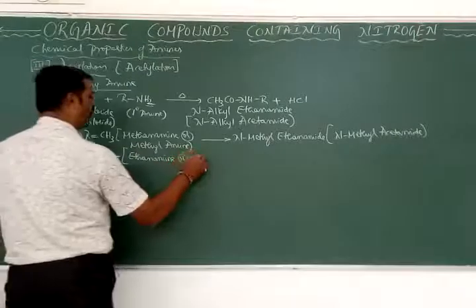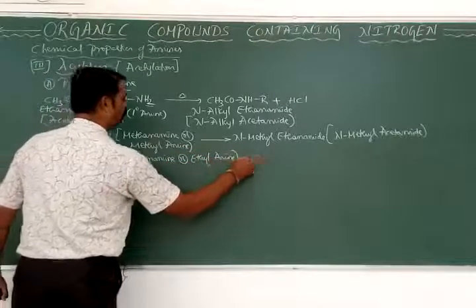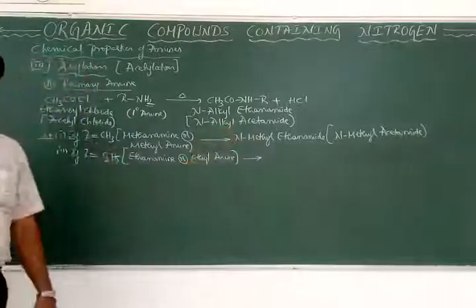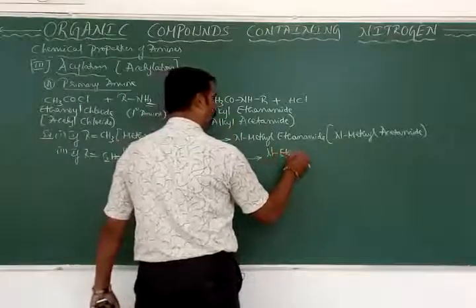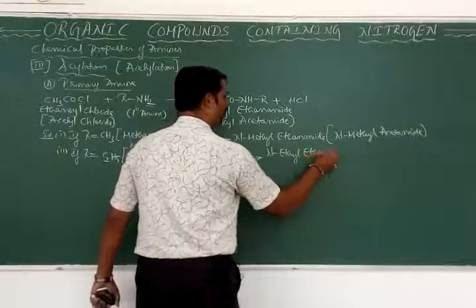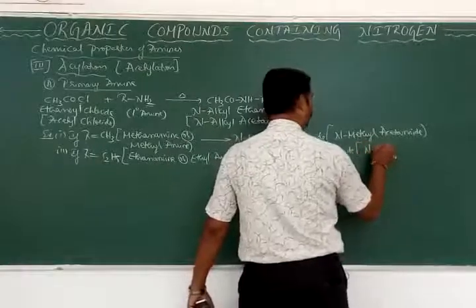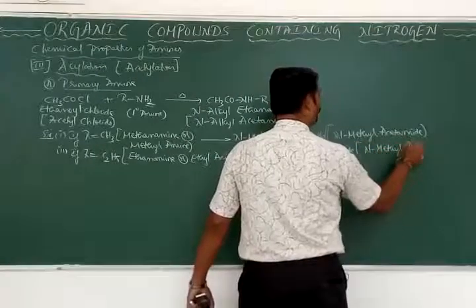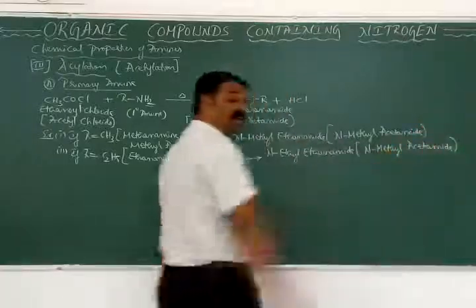Ethanamine, or the common name for that one is ethylamine. What's the product? Instead of methyl, it is ethyl. That is N-ethyl ethanamide. For N-methyl ethanamide, the common name is N-methyl acetamide.